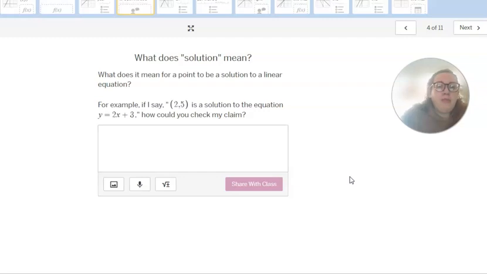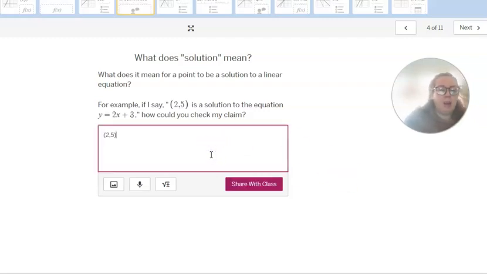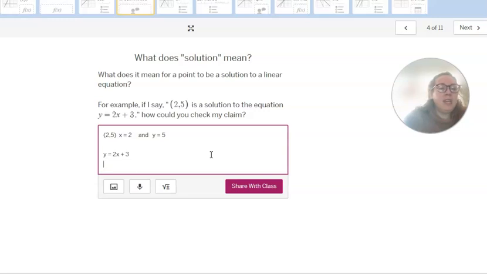What does it mean for a point to be a solution to a linear equation? For example, if I say 2 comma 5 is a solution to this equation, how would you check my claim? So we have our point 2 comma 5. This means our x is 2 and y is 5. Our equation is y equals 2x plus 3. So let's plug in 5 for our y and 2 for our x. Hopefully you see how I did that. I'll highlight it to show you.